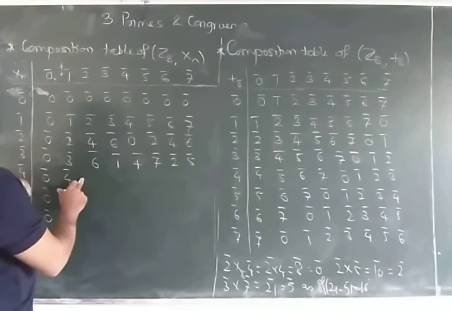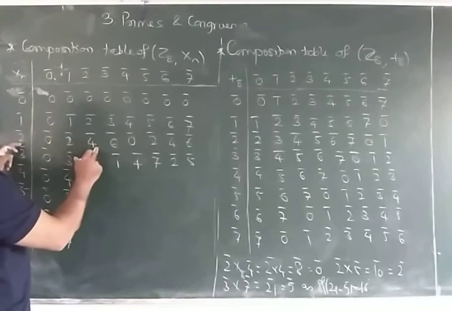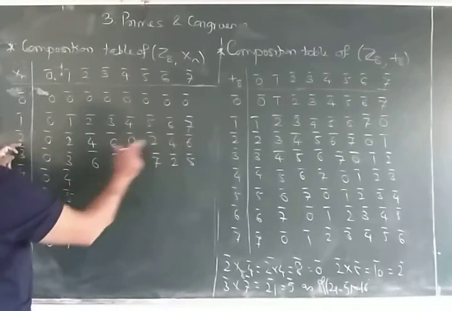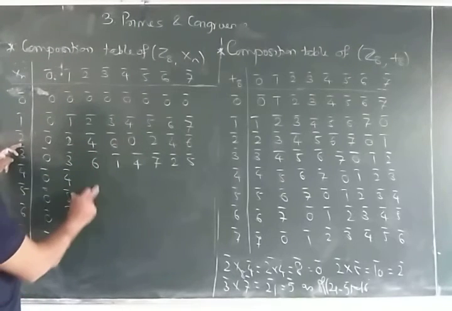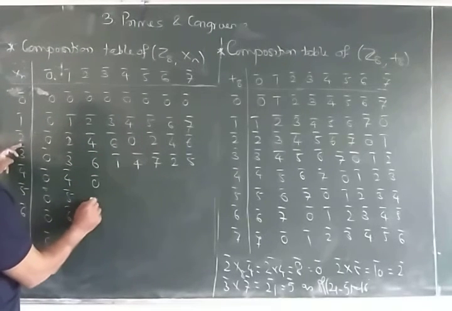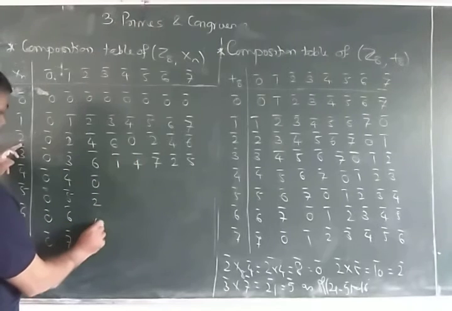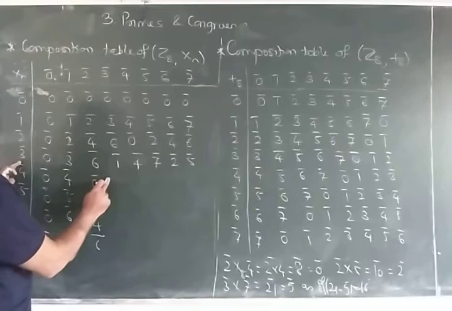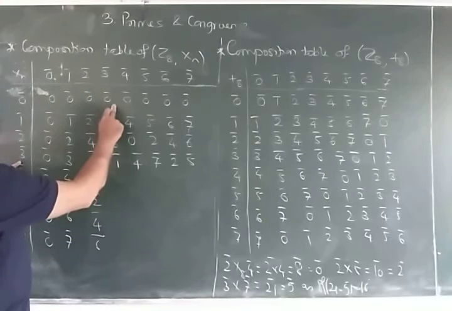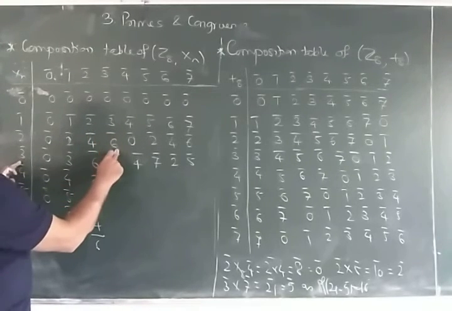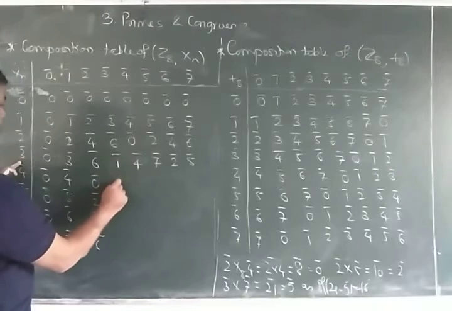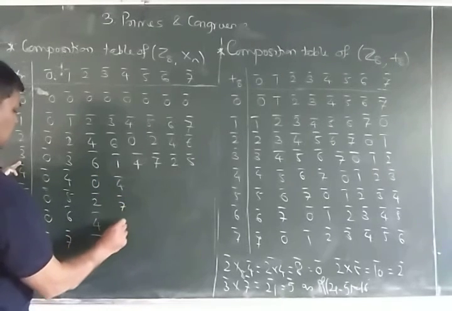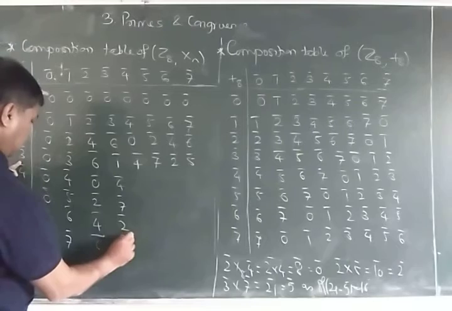So see here, this is the row of 2. It is symmetric about this: 0 bar, 2 bar, 4 bar, 6 bar. This is the row of 3: 0, 3, 6, 1, 4, 7, 2 and 5.